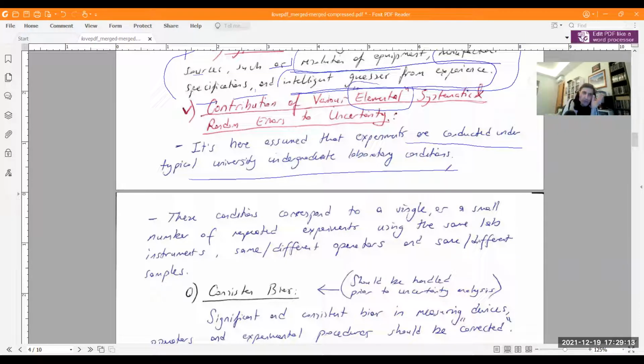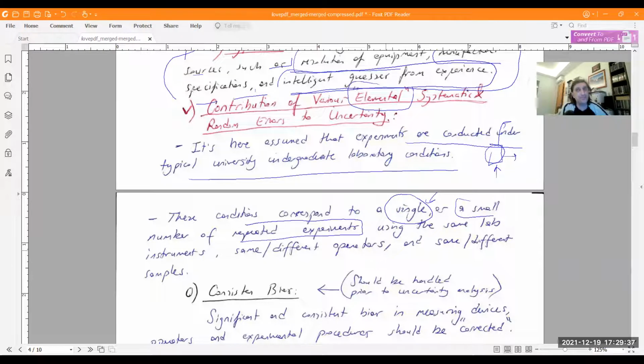It's going to be usually a single laboratory because we are in university. There's going to be a single equipment to measure. Usually there's going to be a single flow rate measurement. For instance, we are going to be using that single flow rate to measure the flow rate at different times maybe. And there's going to be a small number of repeated experiments.